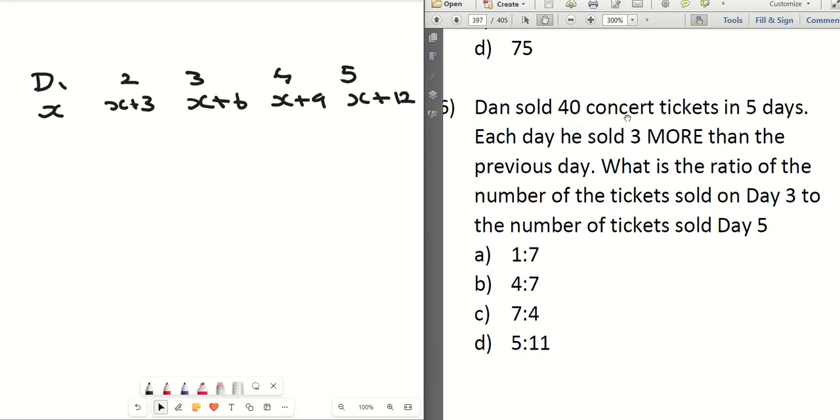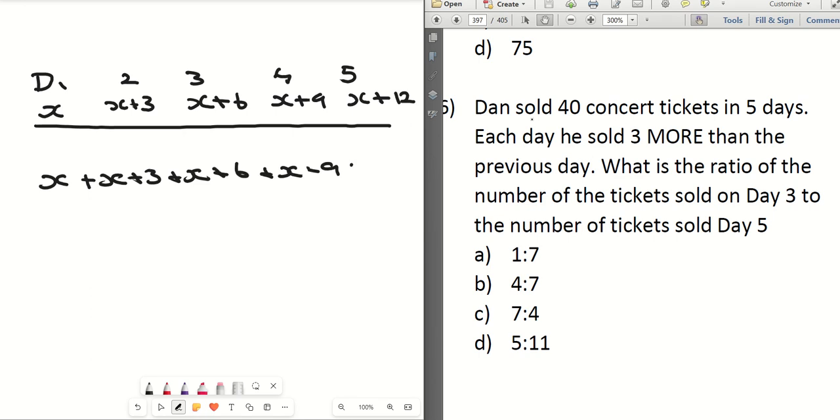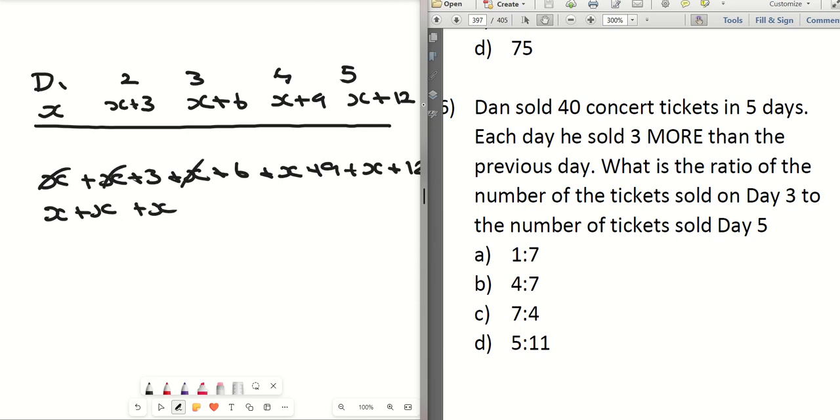And they told you he sold how many tickets? 40 tickets. So if you were to add up all of this, you're supposed to get 40, right? So that's x plus x plus 3 plus x plus 6 plus x plus 9 plus x plus 12. Now please remember that you cannot use a calculator, so you have to be able to do this. You can ask them for scrap paper. As x, cross it out, plus x, cross it out, plus x, plus x, plus x, right? All you know is 5 days, so it will have 5 x's, right?